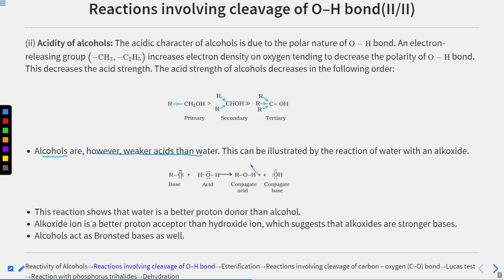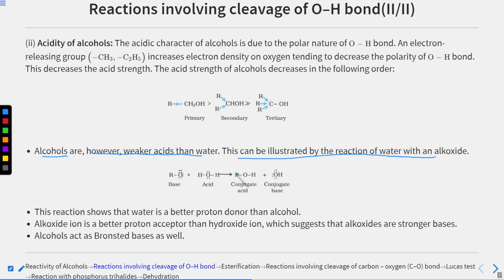How can we prove it? Just react your alcohol with water. It can be illustrated by the reaction of water with an alkoxide. You can see that here your alkoxide reacts with water to form the conjugate acid and conjugate base. Now how can you derive that this is a weak acid or weak base? Basically this reaction is more favorable in the forward direction.